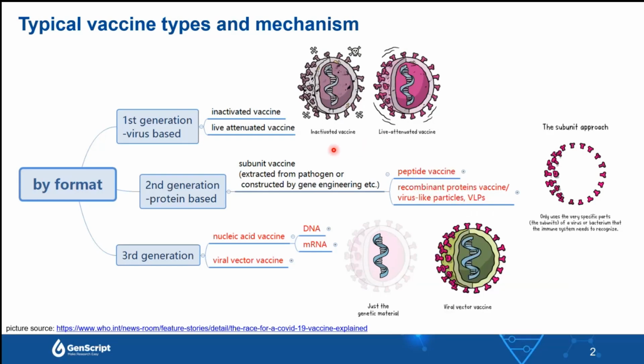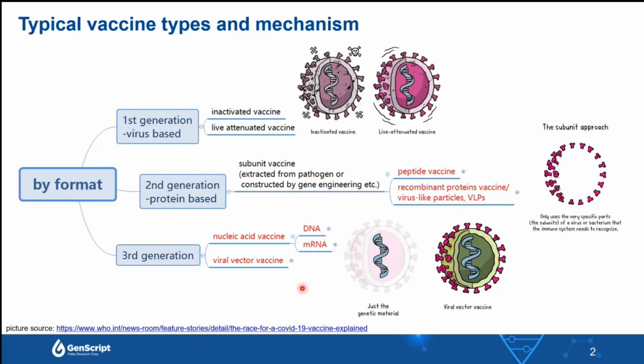So basically, they just use the virus itself, either inactivate it or make it live attenuated. So it's weakened. And the second generation is protein-based. We just use the subunit part of the virus. So it's extracted from pathogen or constructed by gene engineering. Usually it includes peptide vaccine and recombinant protein vaccine and virus-like particles.